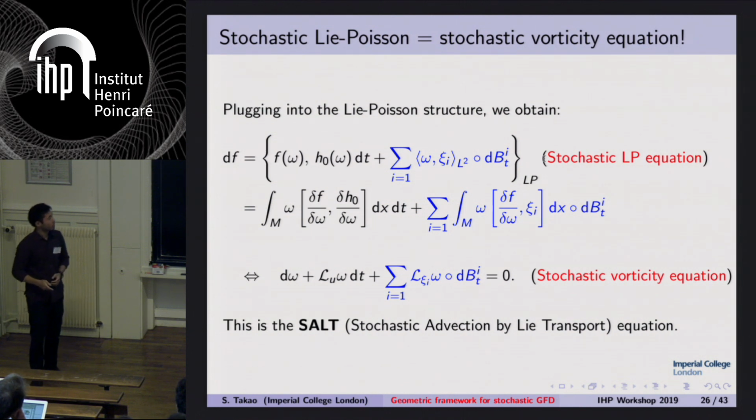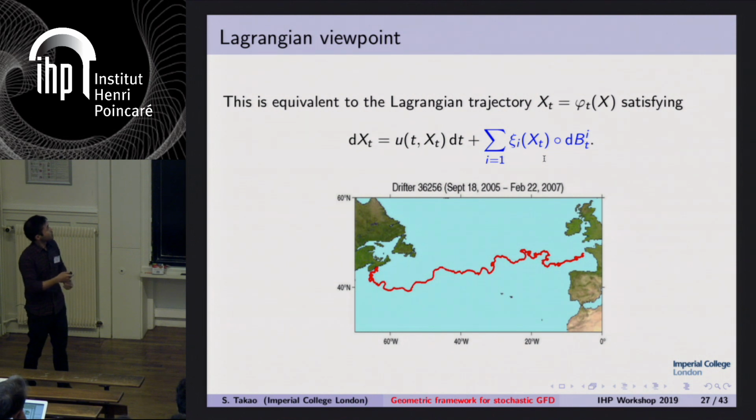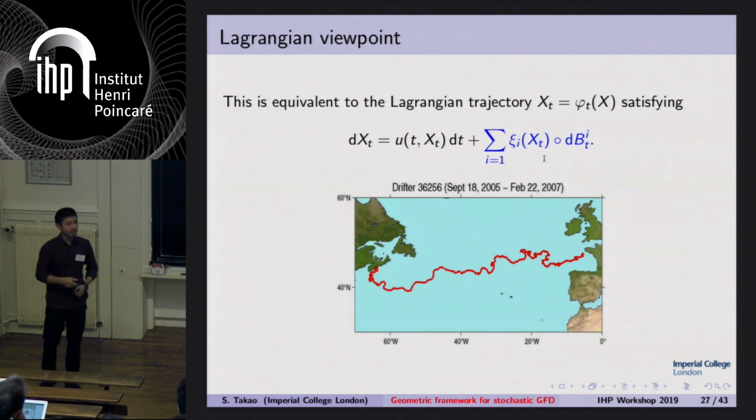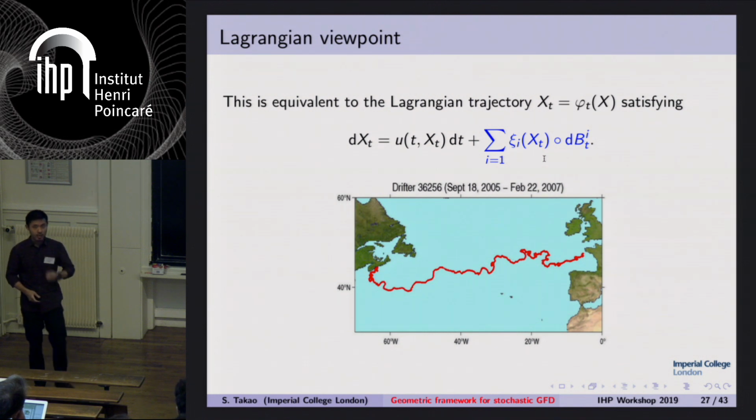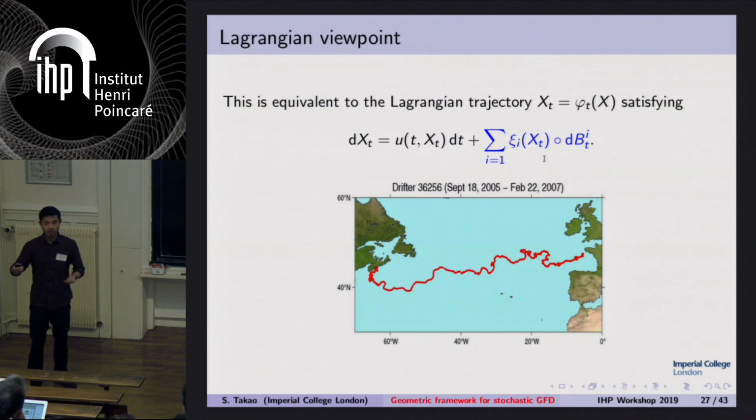This is a bit easier to understand in terms of the Lagrangian viewpoint. From a Lagrangian viewpoint, what this is saying is that your Lagrangian trajectory, which is given by x composed with this diffeomorphism phi, satisfies a stochastic differential equation instead of a deterministic one. So it satisfies this SDE. And this is essentially what we wanted, because we wanted to consider a model that models the Lagrangian trajectories as a stochastic path instead of a smooth one.